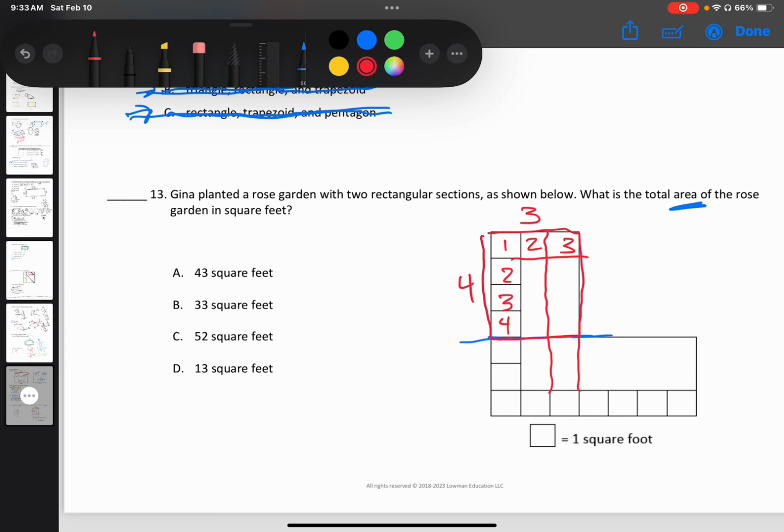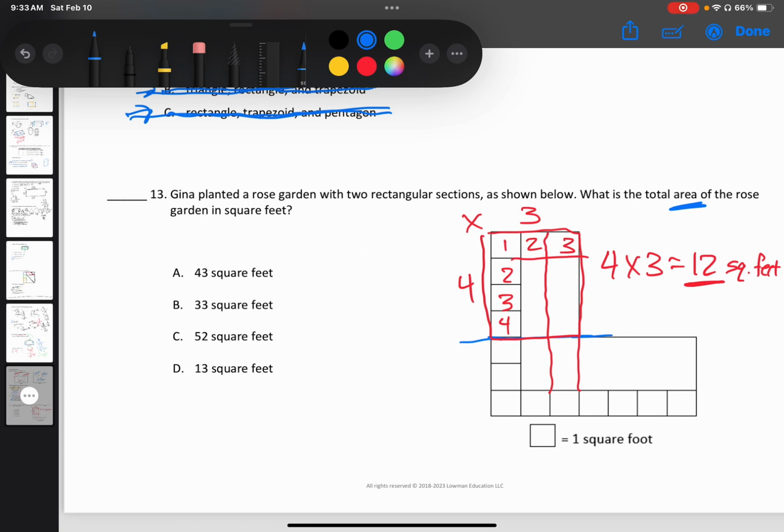To find the area, we can multiply 4 times 3, and that equals 12. And so this rectangle, just this rectangle, has an area of 12 square units, or in this case, it's square feet. I'm going to keep that over there. Let me use a different color marker for the bottom.